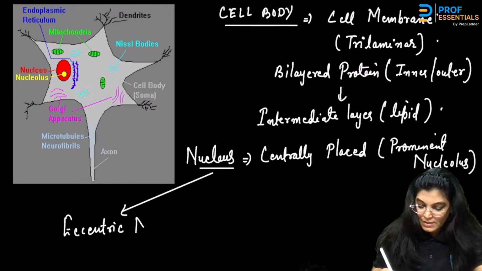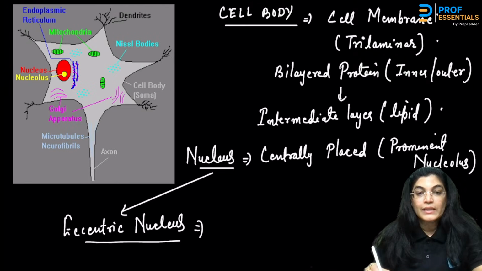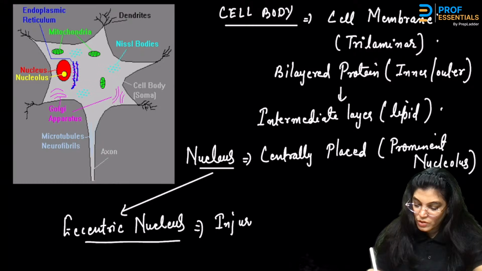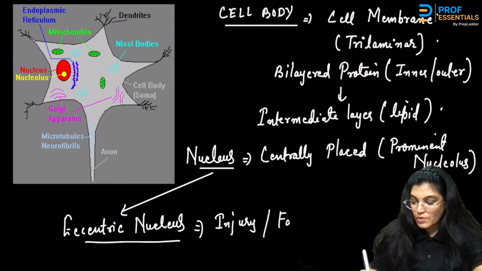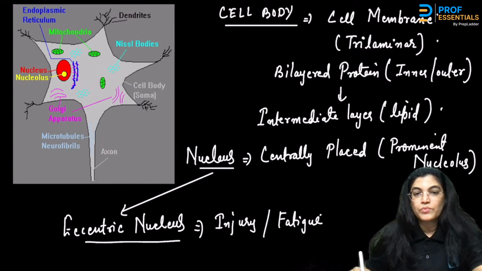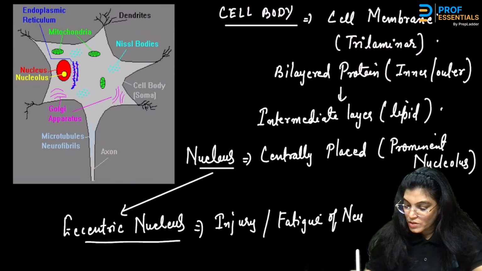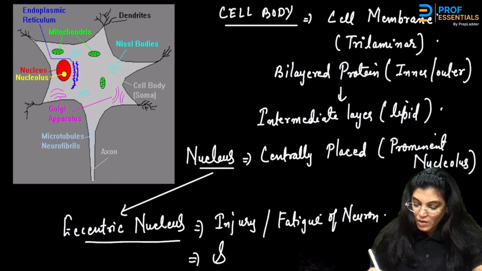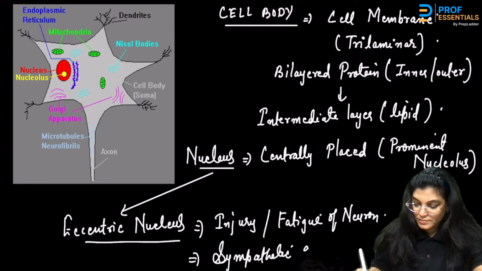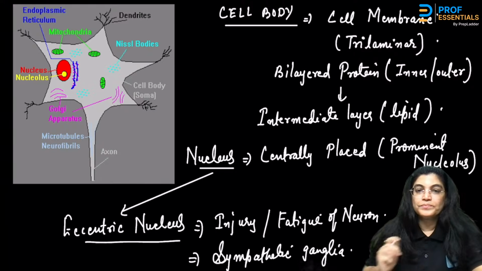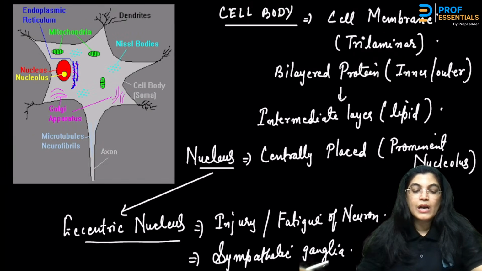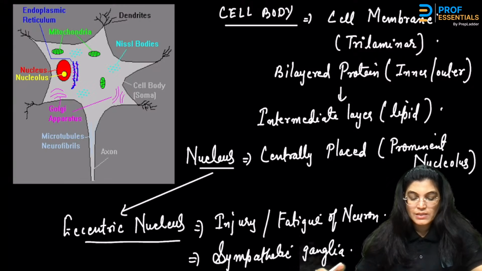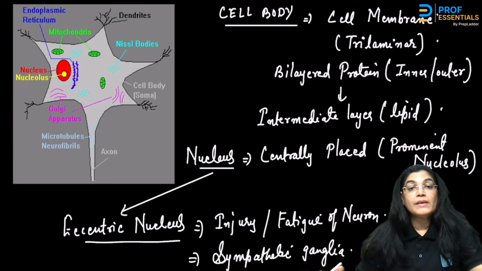When is the nucleus location eccentric? It is eccentric in the case of injury to the neuron, or fatigue, when the neuron has become weakened. It can also be found normally in the sympathetic ganglia. So these are the structural features which we are seeing for the cell body.